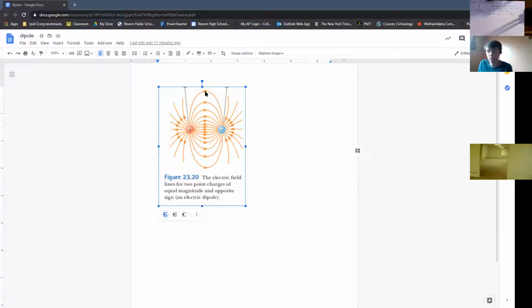Is there anything else? Any other predictions you think we can make about what the electric field is going to look like? Maybe how it depends on b, that distance above the dipole.